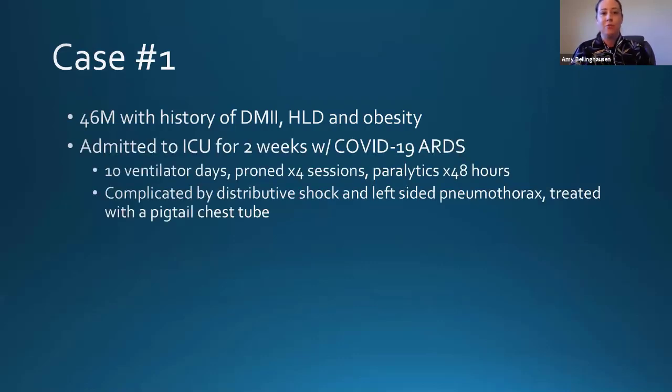He was admitted to the ICU for about 2 weeks with COVID-19 associated ARDS. Treated the way we all do, on the ventilator for 10 days, was prone for four sessions, 18 and 6, was given paralytics for about 48 hours to help with dyssynchrony. His course in the ICU was complicated by distributive shock, for which he had central line and arterial line placement, of course, and a left-sided pneumothorax, which was treated with a pigtail chest tube.